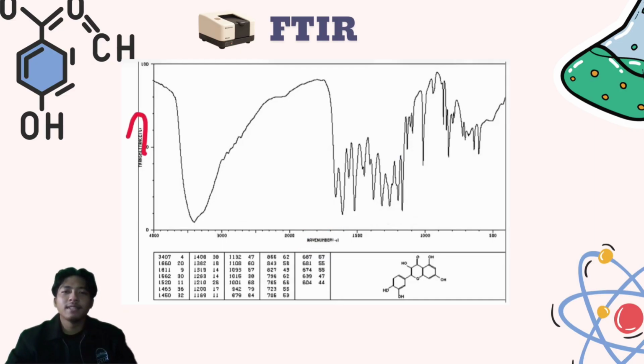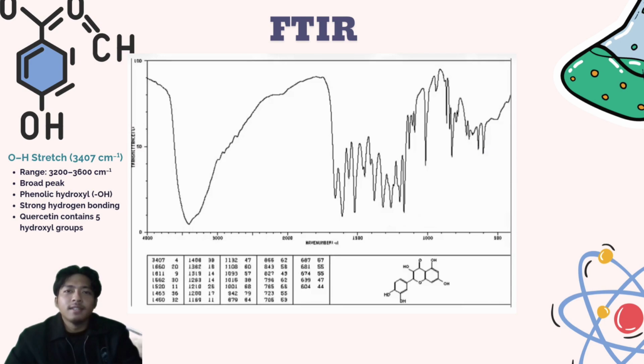The y-axis represents percent transmittance, which shows how much infrared radiation passes through the sample. When a functional group absorbs infrared radiation, the transmittance decreases, producing a downward peak in the spectrum. The broad absorption band at approximately 3,407 reciprocal centimeters corresponds to the OH stretching vibration of phenolic hydroxyl groups. This broad peak is caused by strong hydrogen bonding, which is expected because quercetin contains 5 hydroxyl groups.